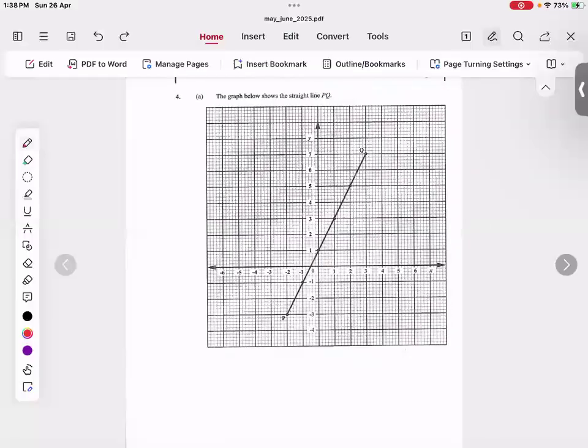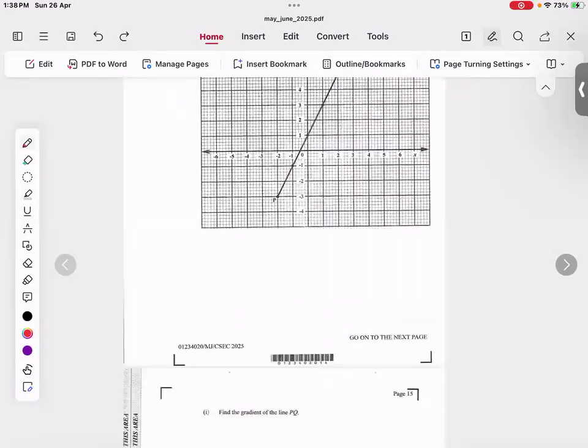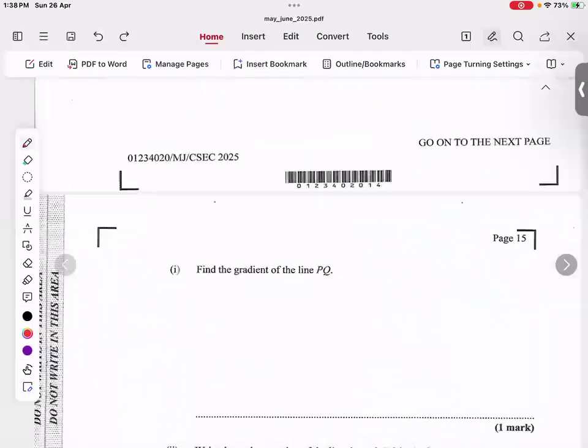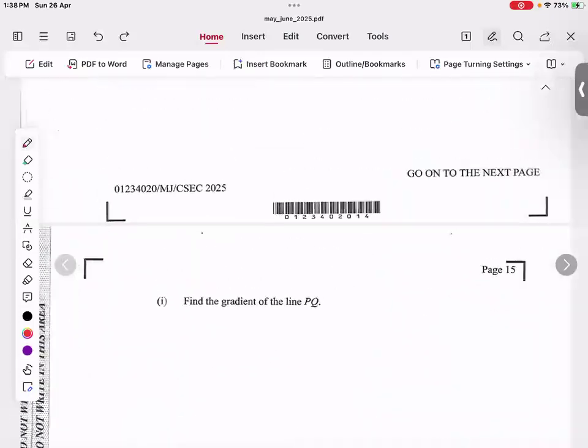So we're going to be looking at some geometry now. Some gradient and some length of line. All right, so the graph below shows the straight line PQ, which you can obviously see right in front of you. All right, that's all I'm saying. Nothing there, no clue. It says find the gradient of PQ.